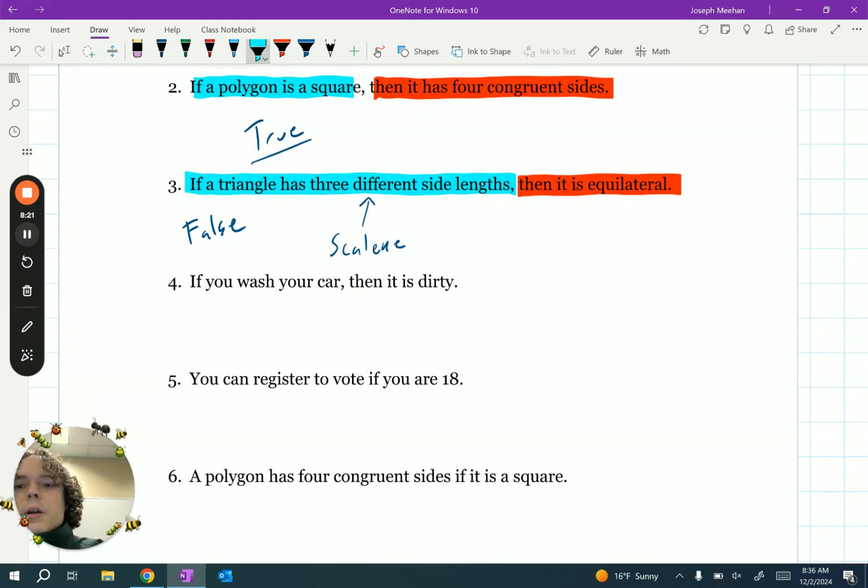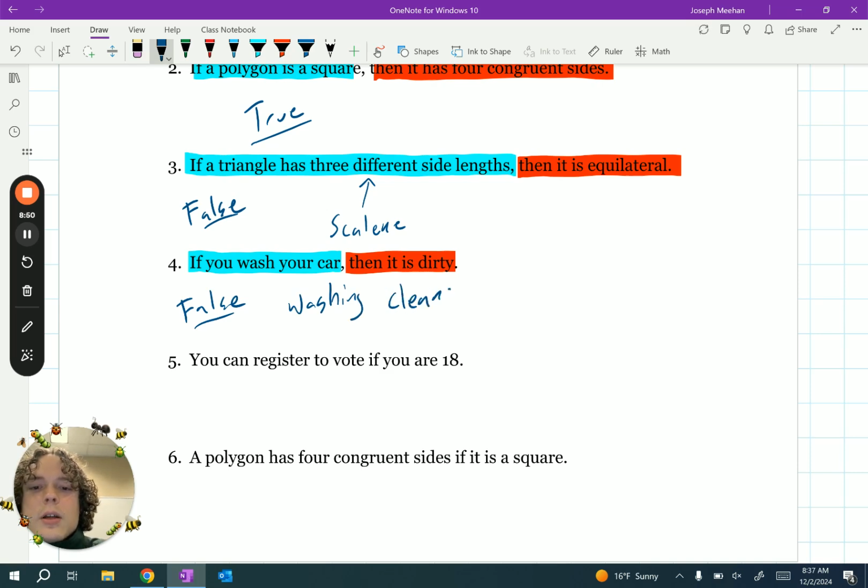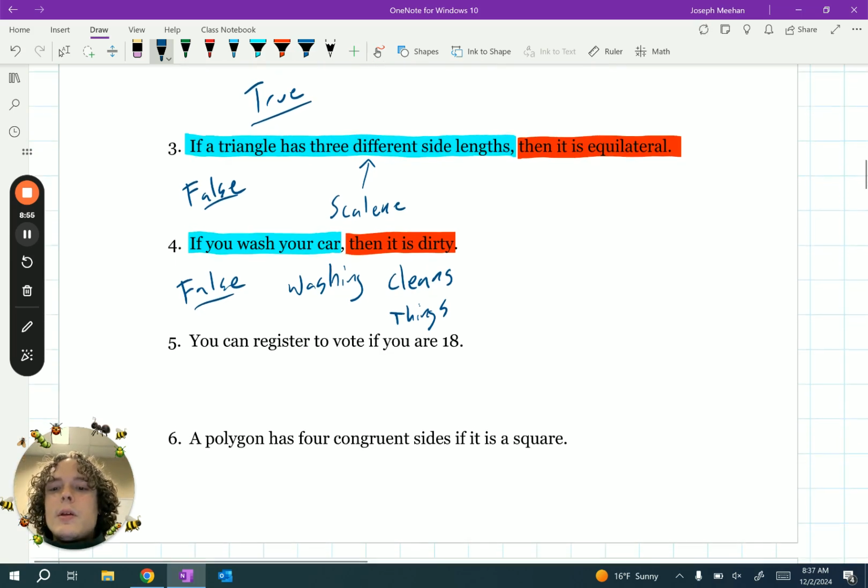If you wash your car, then it is dirty. If you wash your car is the hypothesis, then it is dirty is the conclusion. This has to be false, right? If you wash your car, then hopefully it's clean. As long as you did an okay job, then it has to be clean. So if you wash your car, then it is dirty. This is false. Because, let's say, washing cleans things. How about that? Washing cleans things, as long as you did an okay job, right?